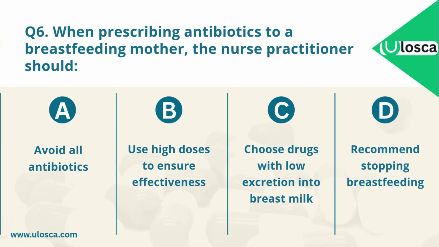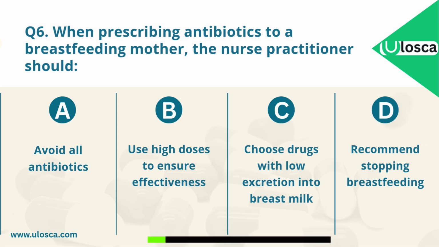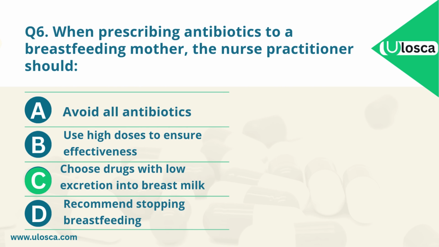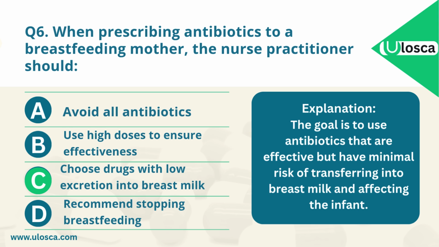Question 6. When prescribing antibiotics to a breastfeeding mother, the nurse practitioner should A. Avoid all antibiotics. B. Use high doses to ensure effectiveness. C. Choose drugs with low excretion into breast milk. D. Recommend stopping breastfeeding. Which one is the correct answer? The correct answer is C. Choose drugs with low excretion into breast milk. Explanation. The goal is to use antibiotics that are effective but have minimal risk of transferring into breast milk and affecting the infant.